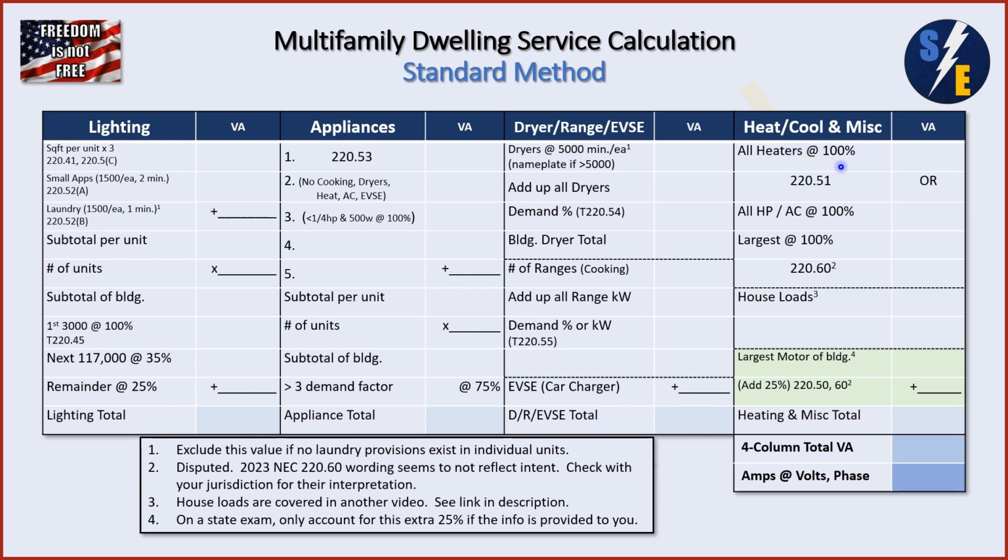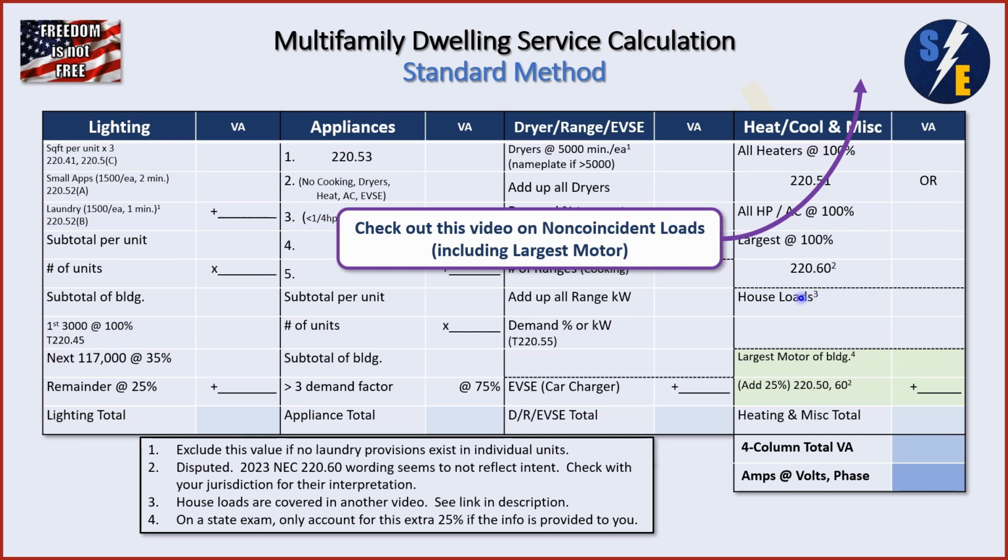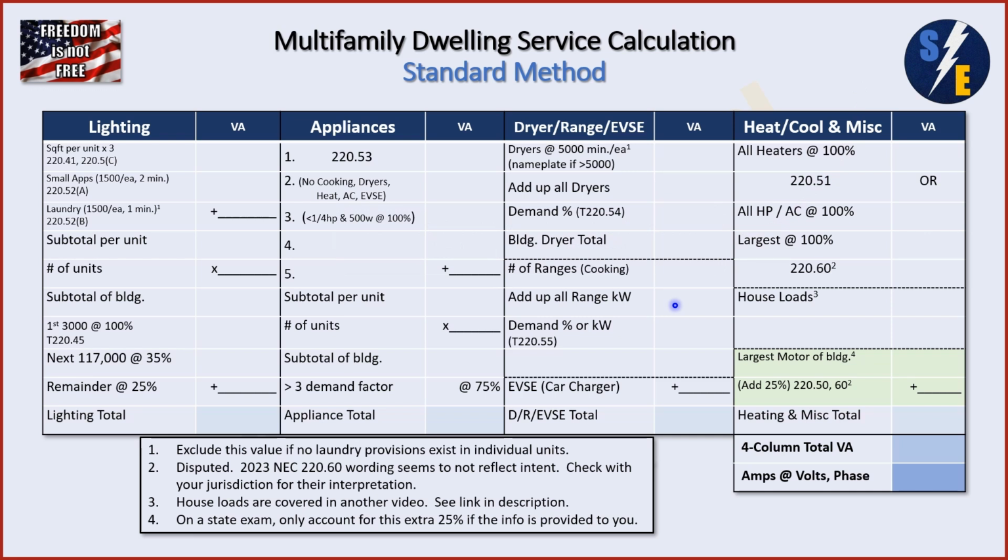We're going to take our heaters at 100%, whether that's a furnace, ceiling heat, wall heat, whatever that might be. Then we're going to take our cooling at 100%, and then we're going to compare the two, and that's according to 220.60. Now, I have another video on non-coincident loads, which includes the largest motor. Please check that out. I have a lot of information on that video, and I explain exactly why I do things the way I do in this video, especially regarding the largest motor of the building.